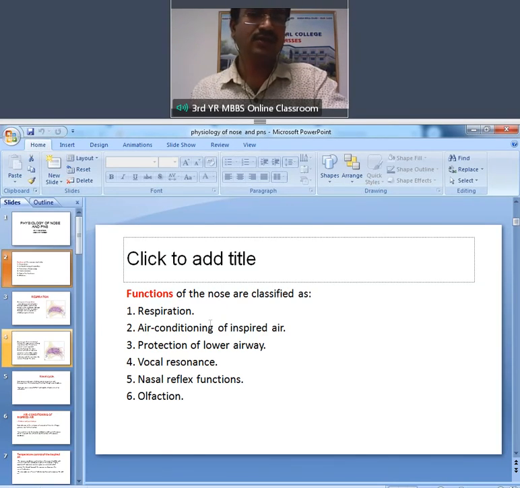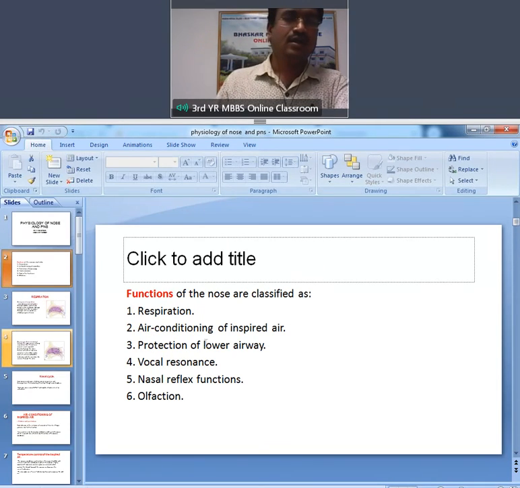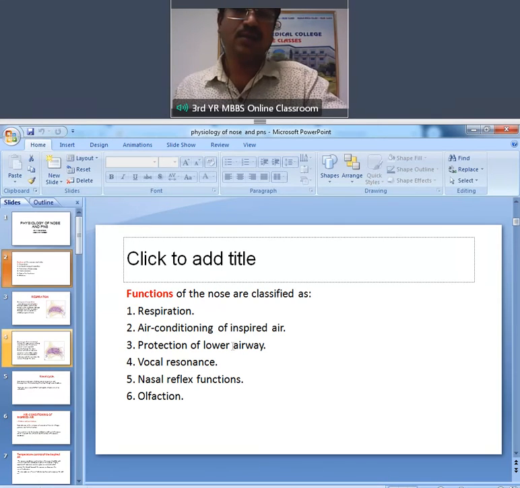Air conditioning has filtration and purification, temperature control, and humidification. Protection of the lower airway is by 3 mechanisms: mucociliary blanket, immunoglobulins and enzymes, and the sneezing reflex. Vocal resonance is through the nasopharyngeal isthmus. While phonating specific words, the air comes from the oropharynx to the nasopharynx, so we get vocal resonance by the nose and paranasal sinuses.